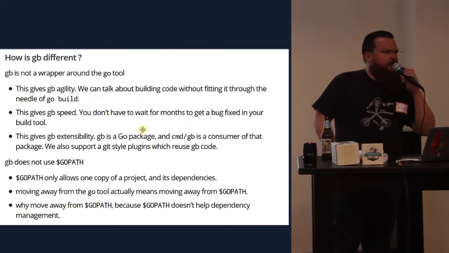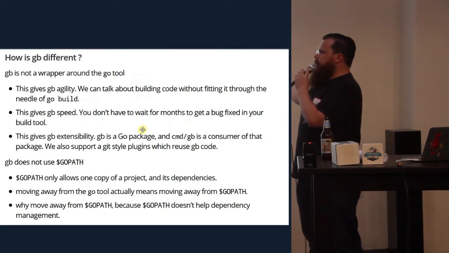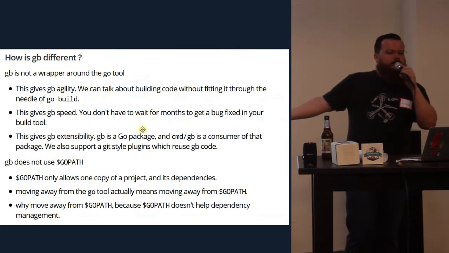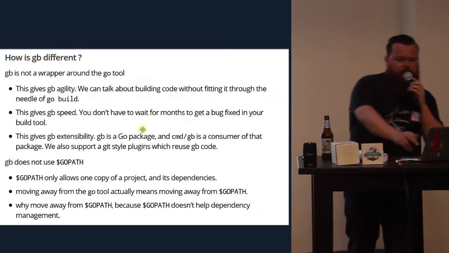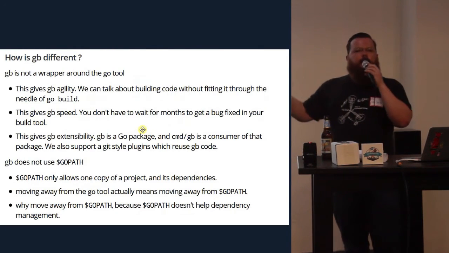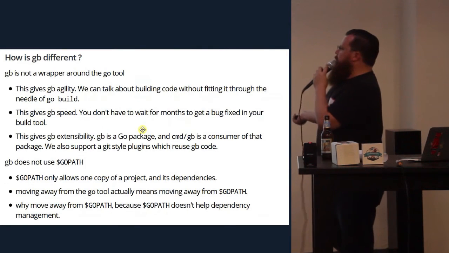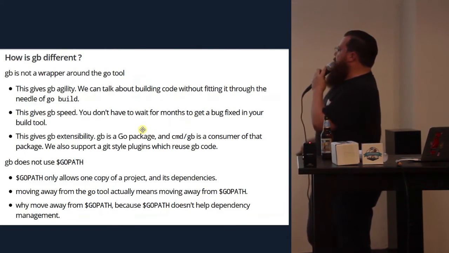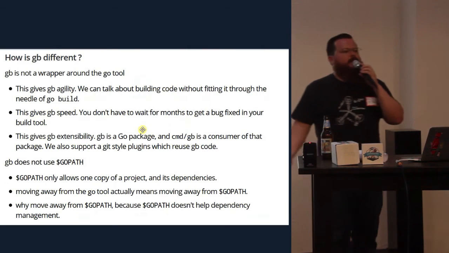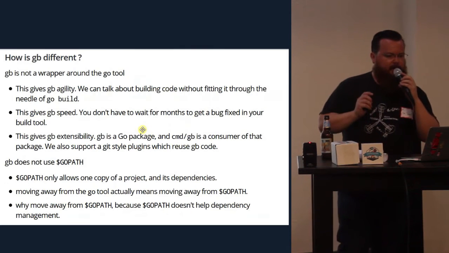And the second bit is that GB doesn't use GOPATH. GOPATH, being a workspace, only allows one copy of a project and the dependencies. Moving away from the Go tool actually means moving away from GOPATH because they're tightly integrated. And why would we want to do this? Because GOPATH doesn't actually help with dependency management. This is pretty much why you're all here tonight, to hear me talk about this.